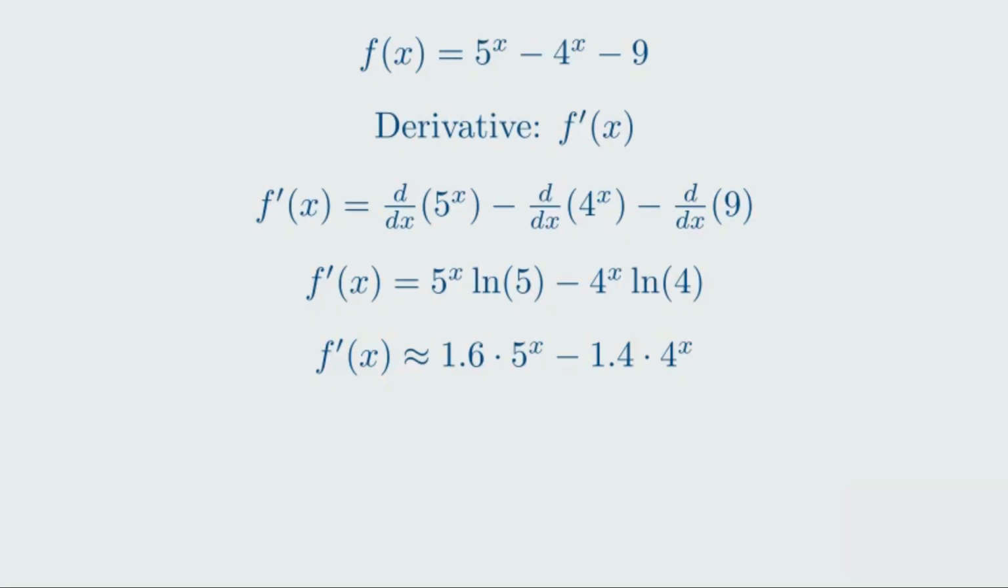What about negative values of x? Let's write x as negative a, where a is a positive number. F prime of negative a is 5 to the negative a times ln 5 minus 4 to the negative a times ln 4.